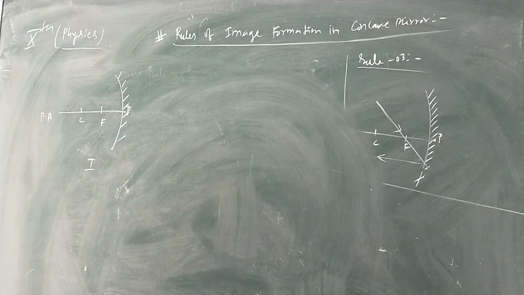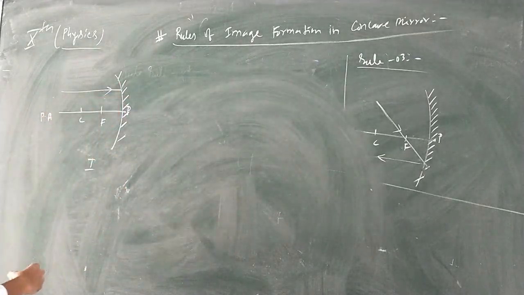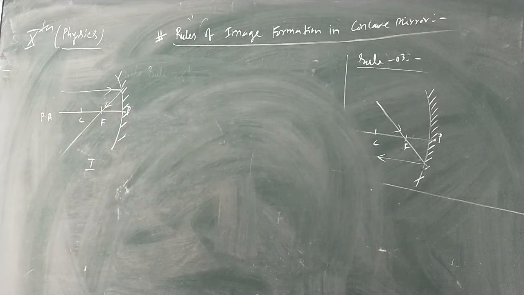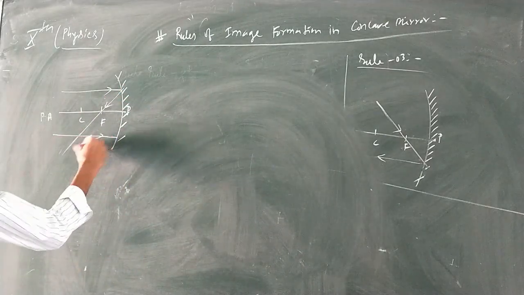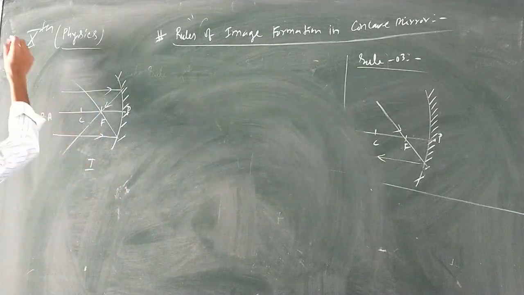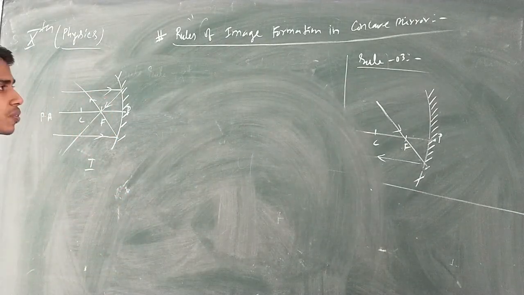What is rule 1 of image formation in a concave mirror? If a ray of light is parallel to the principal axis, it will pass through the principal focus. Yes or no? This ray of light is also parallel to the principal axis. Again, this will pass through the principal focus. This is rule 1 of image formation in a concave mirror.